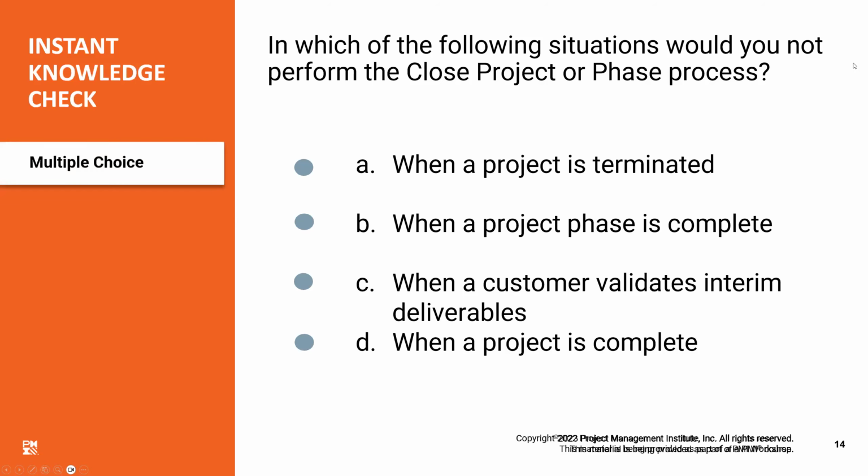In which of the following situations would you not perform close project or phase? When a project is terminated, when a project phase is completed, when a customer validates interim deliverable, when a project is complete. What do you say? When the project is terminated? When the project is terminated, it is formally closed. It is formal closure. When a phase is completed, it is a formal closure. When a project is completed, it is a formal closure. But when a customer validates interim deliverable, how can the project be closed?